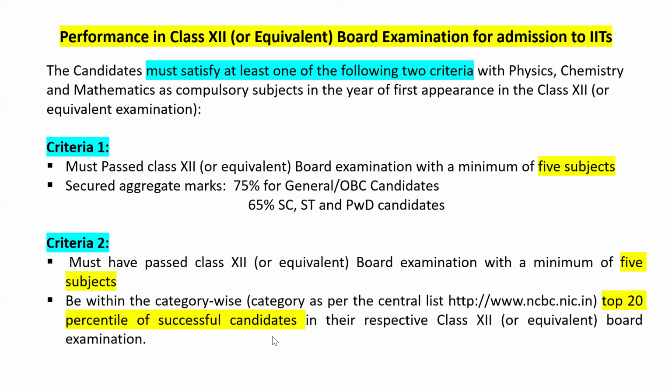Suppose the student is having percentile, the student must be in the top 20 percentile of successful candidates in their respective class 12th standard or intermediate second year board examination. So out of these two criteria, at least one criterion should be satisfied to write this JEE Advanced examination.